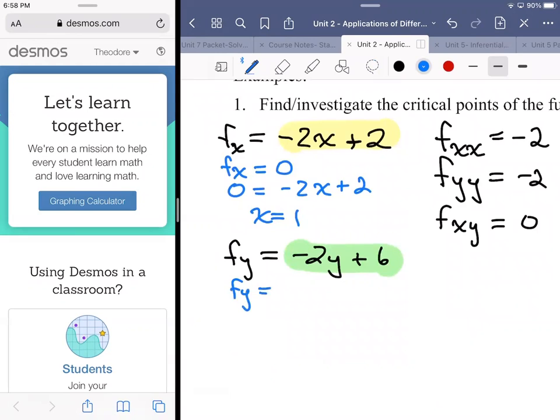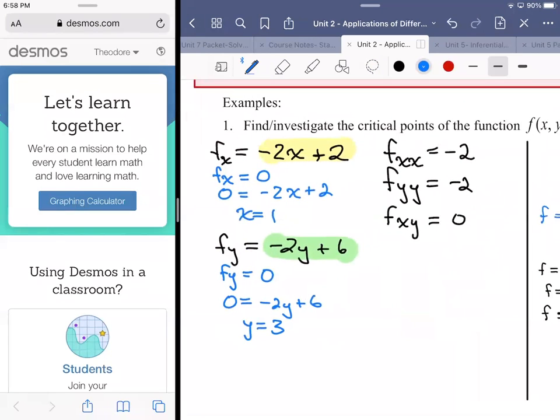Take our first order partial with respect to y, set it equal to 0. So that would be 0 equals negative 2y plus 6, which would give us y equal to 3. All right. So our critical value, which we just abbreviate as crit, which I'm sure you've seen before, would be (1, 3). But you could also write it as (1, 3, f of (1, 3)), now indicating the z value that goes along with it.